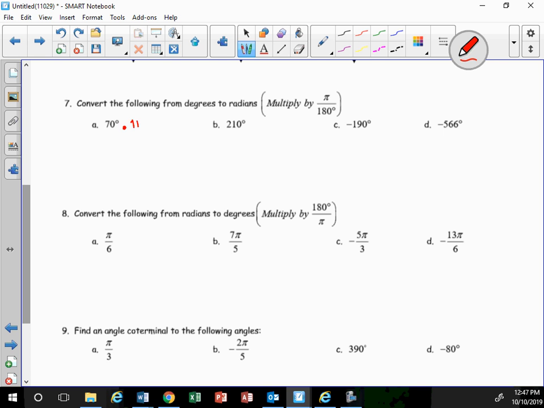If you think about what you're doing, if I multiply by pi over 180 degrees, you see how the degrees are essentially going to cancel out? Because you're turning it into radians. You don't want degrees anymore. Then all you have to do is reduce your fraction. So what will I end up with here? What can I divide 70 and 180 by? 10. So I get 7 pi over 18. And that's it.